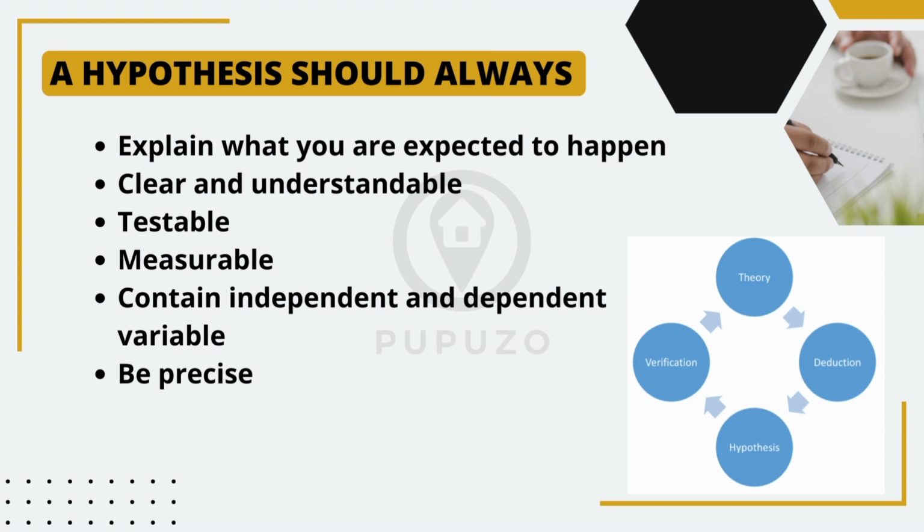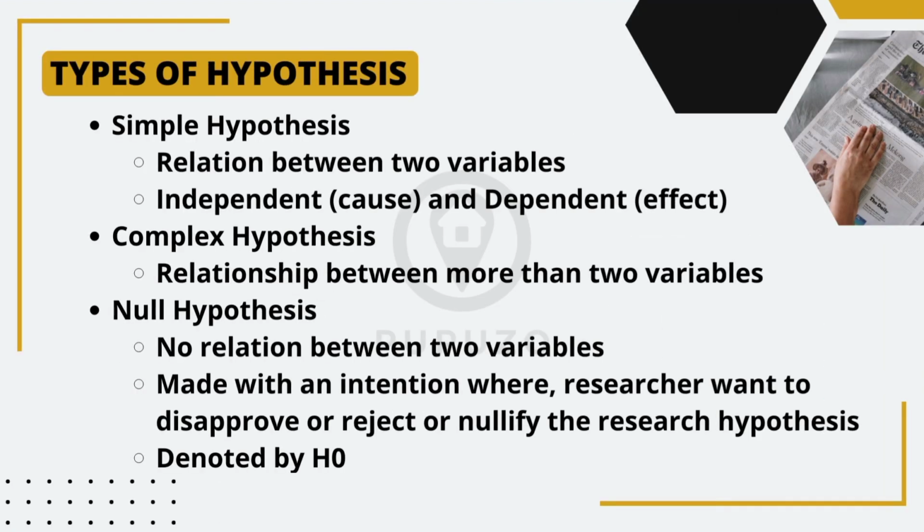The development of a hypothesis is often based on existing theories. Researchers use deductive reasoning to derive specific hypotheses from broader theories. Once formulated, hypotheses are empirically tested through systematic research methods to determine their validity. There are several types of hypotheses that researchers may encounter.